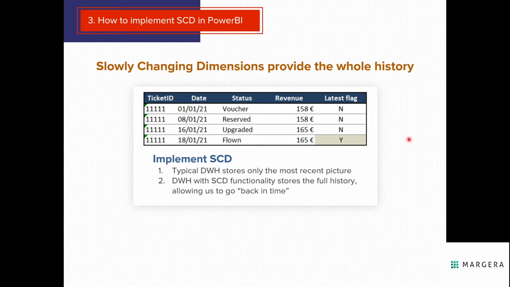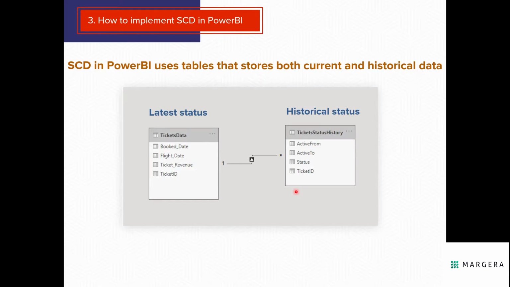Indeed, when we do have a slowly changing dimension, as is the case here, in our data warehouse we have the full history and we can go back at any time and see the specific status and revenue that the ticket had on that day. Now, before jumping into Power BI, I want to show you the two tables that we're going to use today. Two very simplified tables, but they will help us get the essence of a slowly changing dimension.